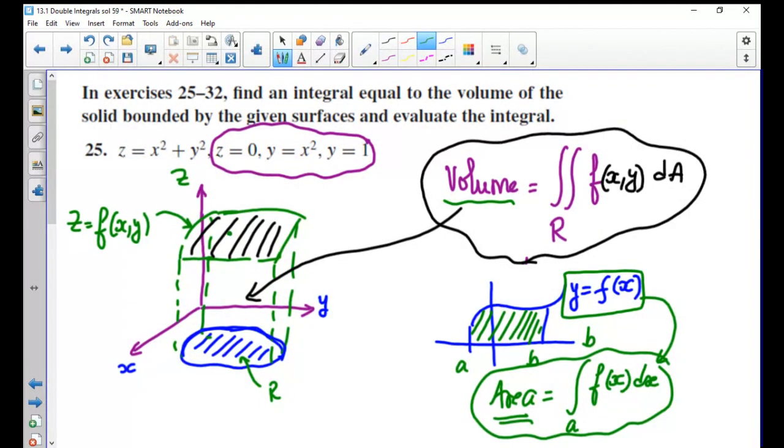The volume will be the integral of your function f, which is given here. What is the function f in this example, by the way? What is f of x y here?